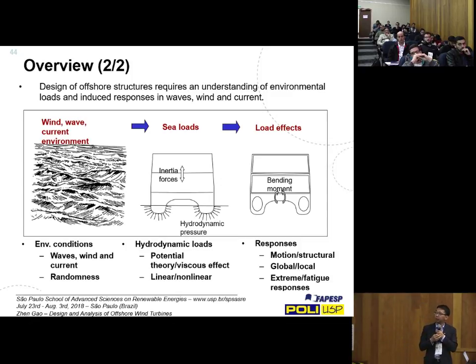And typically, when we look at a single platform, we only refer to the wave elevation at a single point. If you look at a very long structure, for example, a floating airport, then you need to consider the spatial variation of the wave condition along the floating structure. So basically, for wind turbines, we look at the single-point wave elevation.